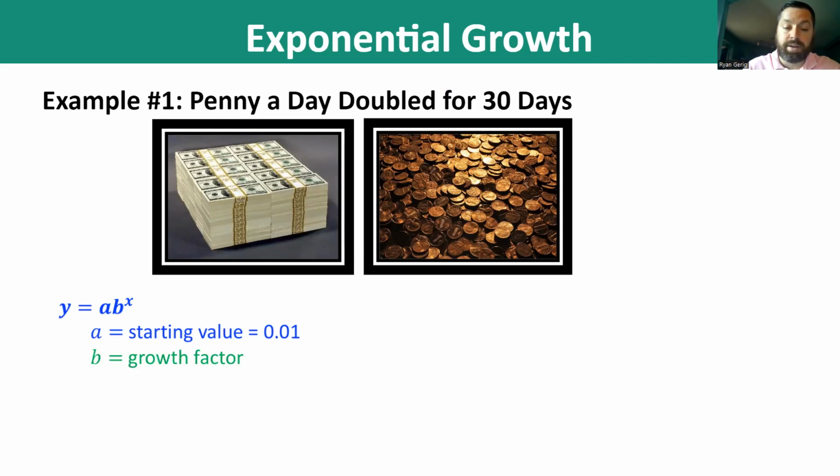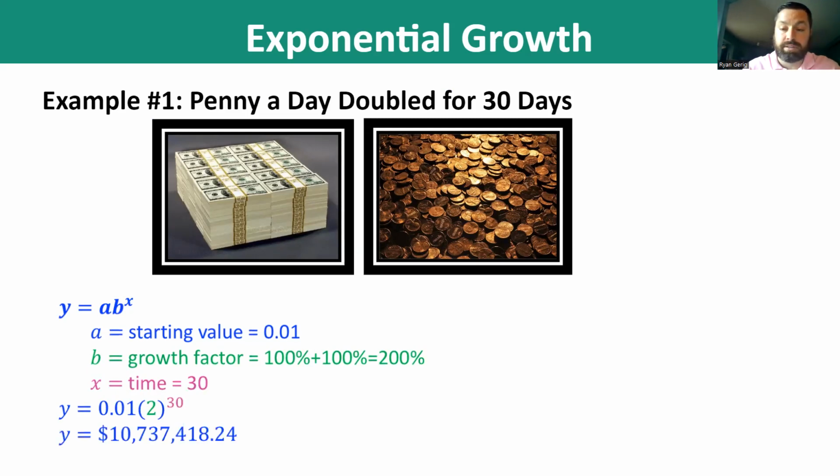The b value, though, is a growth factor. You're doubling it. Doubling it means you're taking 100%, the original amount, and you're adding the original amount again. That comes to 200%, which written as a decimal is just 2. x is time, and in this case, it's 30 days. So if you write an equation, you get y equals 0.01 times 2 to the 30th power. If you type that in your calculator, you'll get 10 million plus. If you did the penny doubled every day for 30 days, you would have over $10 million. Kind of surprising in how quickly this can grow.